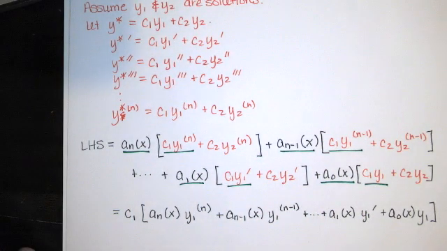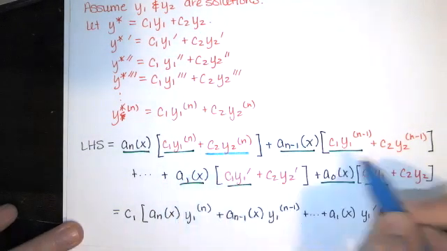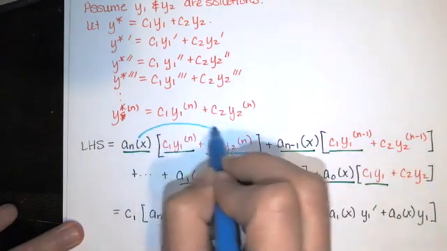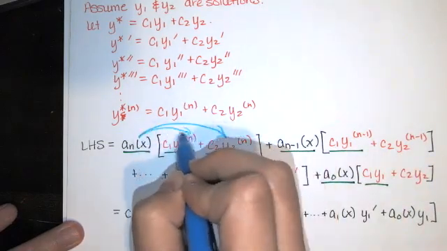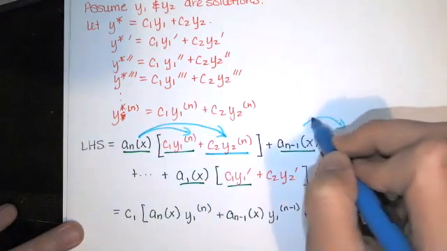And then I want to group all of those that do not have a C1 in them. Let's group all of those that have a C2 in them. So you have to distribute, right? Because this is a binomial.